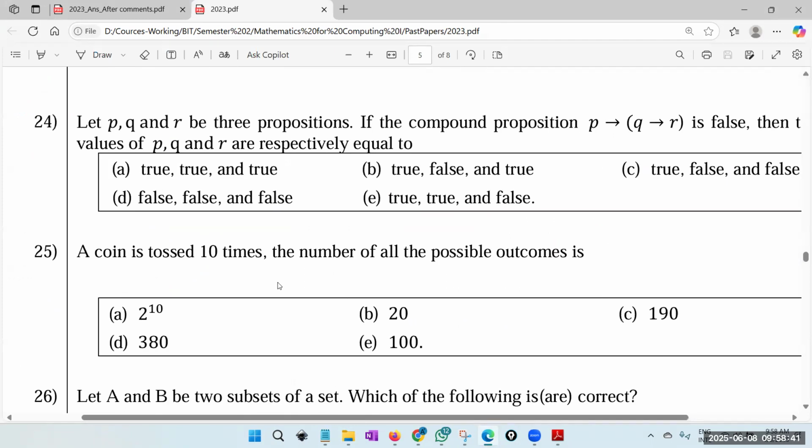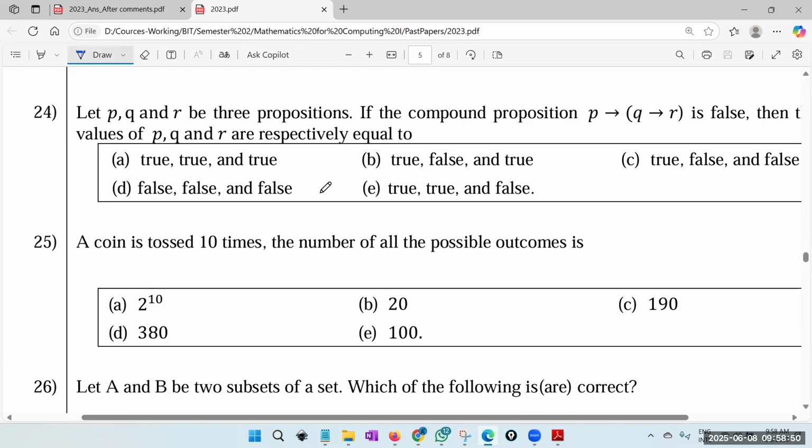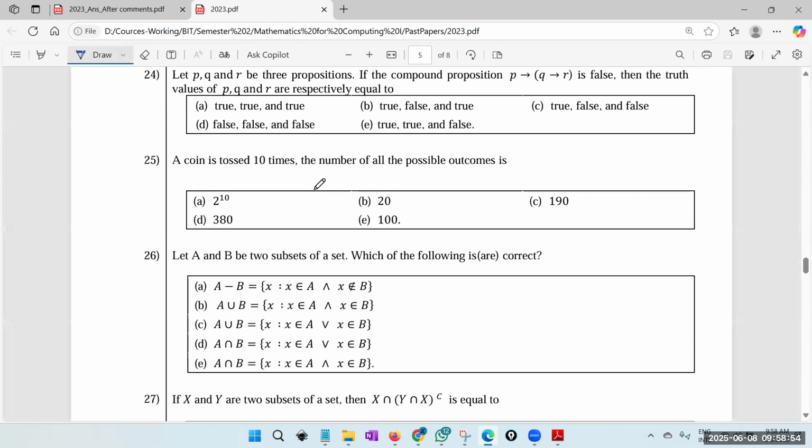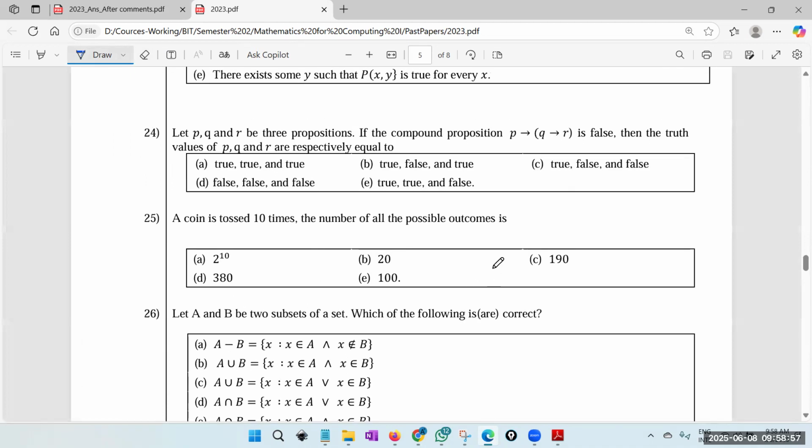The coin is tossed 10 times. The number of all possible outcomes is, right? Coin is tossed 2 times, so every time there's a possibility of 2. It's something like this: 2, again 2, again 2, again 2, again 2, and so on, right? So how many possibilities are there? Is it 2 to the power 10?